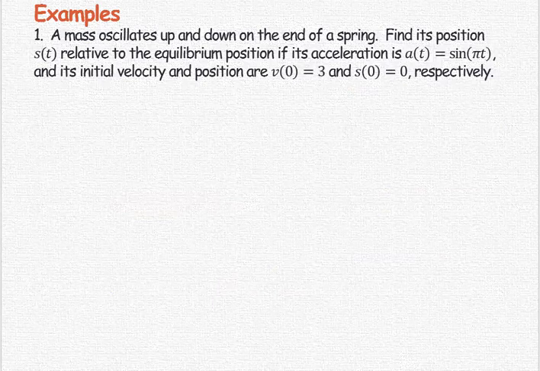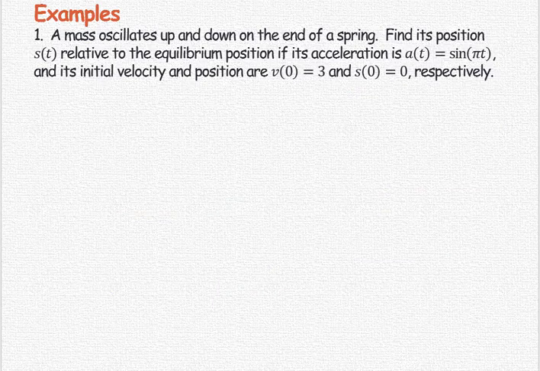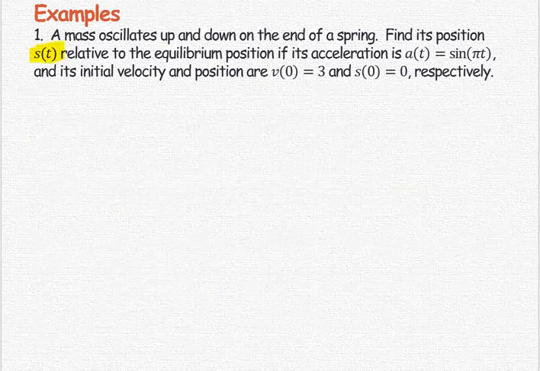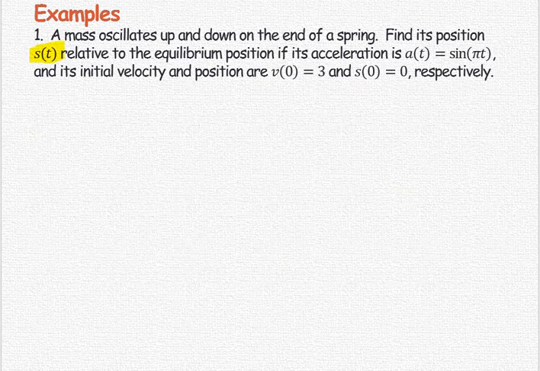The first problem: a mass oscillates up and down on the end of a spring. Find its position s(t) relative to the equilibrium position if its acceleration is a(t) = sine of pi t, and its initial velocity and position are v(0) = 3 and s(0) = 0 respectively.